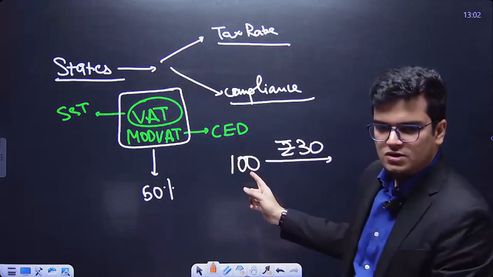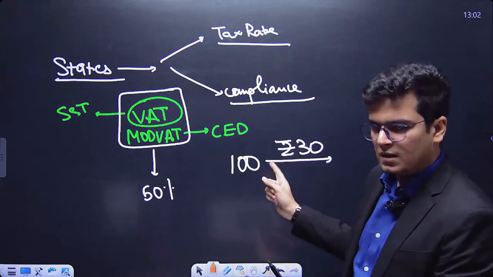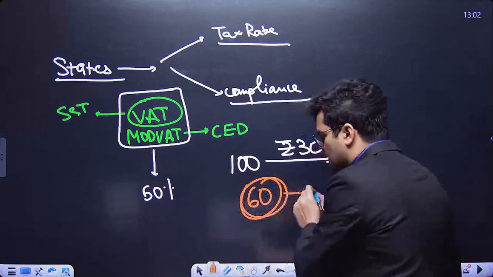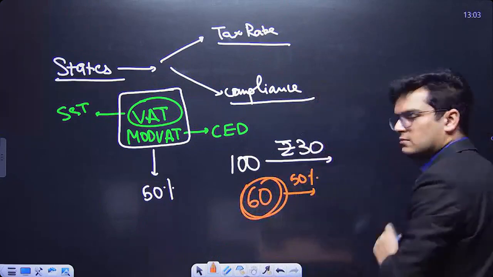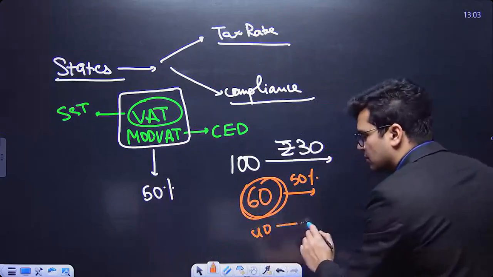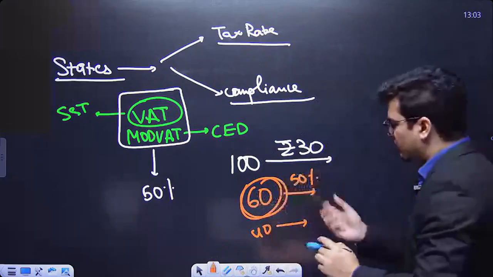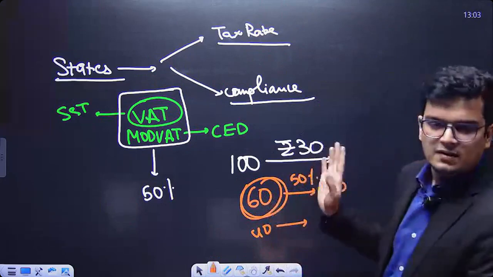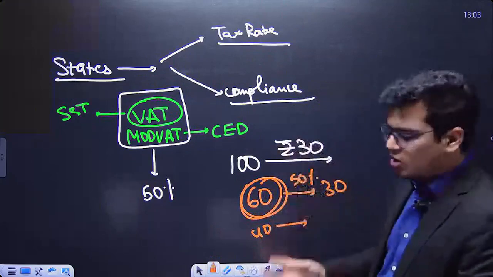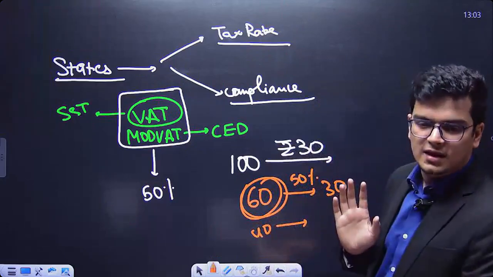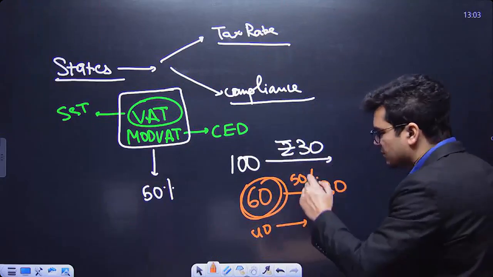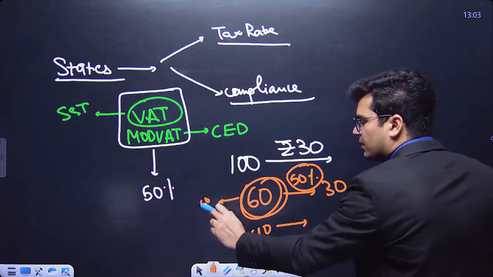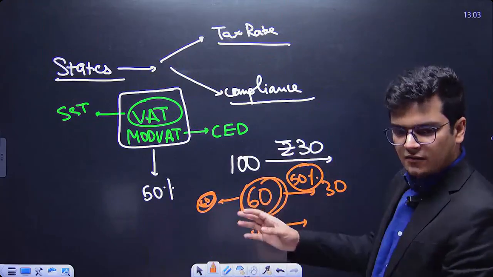On 100 rupees of production, we are able to collect 30 rupees. That means that on 60 rupees 50% taxation has happened. On the remaining 40 rupees no taxation has happened. So 60 का 50% is 30. So on 60 rupees 50% taxation has happened and 30 rupees has been collected. On the remaining 40 nothing has happened. Therefore tax rate is 50% and compliance is only being done by 60 people out of 100. Therefore we are able to collect this.